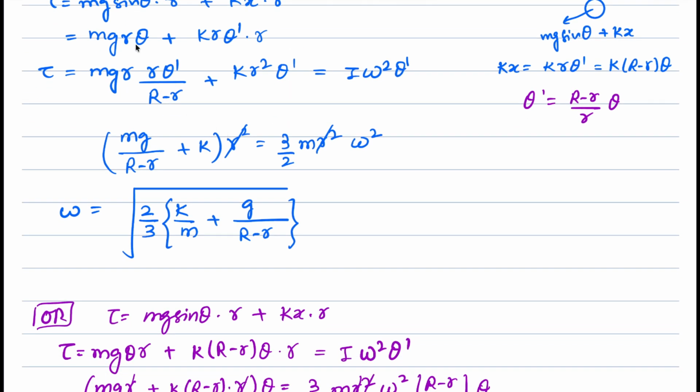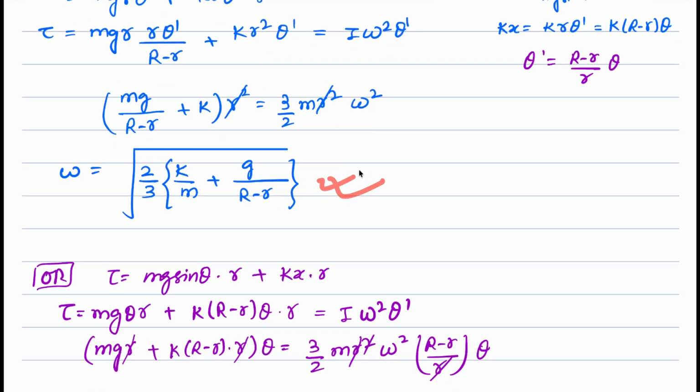So here for angular SHM, we first wrote like this. Here we already have theta dash, but here we need to change again. We have already written all these things before. So first, theta can be written in terms of theta dash. How will we write it? Theta dash is (r minus r by r) into theta. Multiply that here. So this theta becomes r theta dash by (r minus r). Write it. Now theta dash will be cancelled here. Cancel that and simplify. You will get the same omega again, right? So this is method 2 for solving the same question.